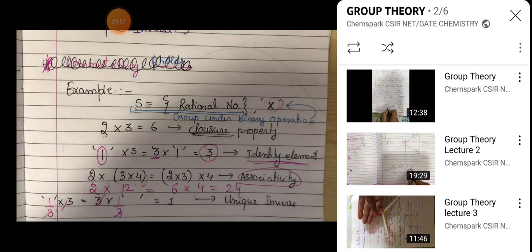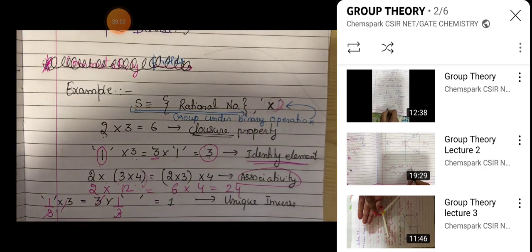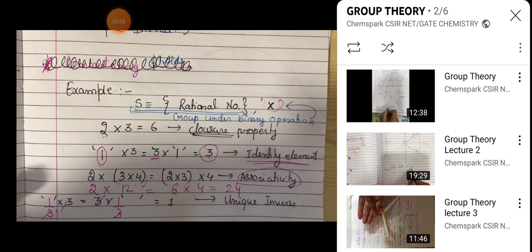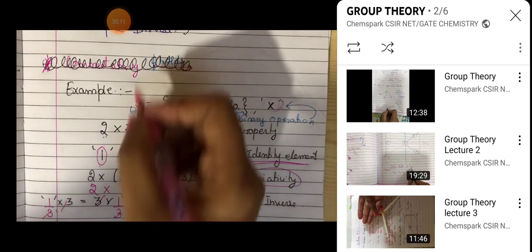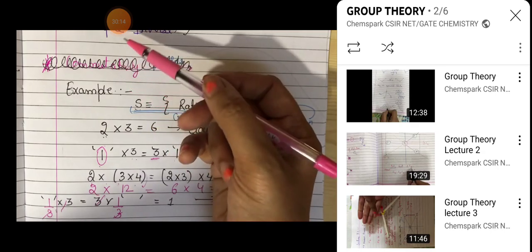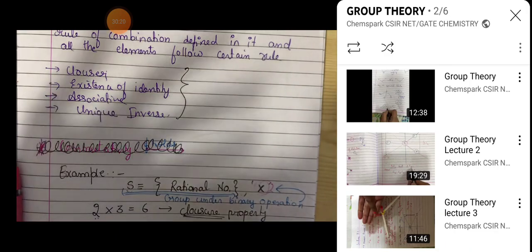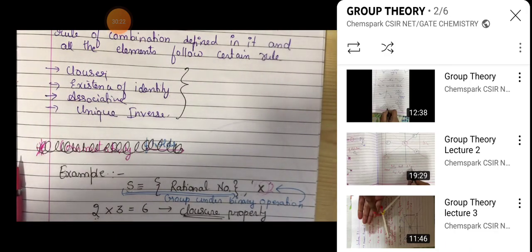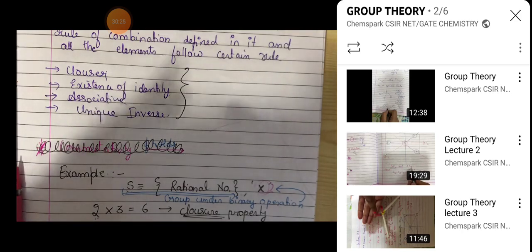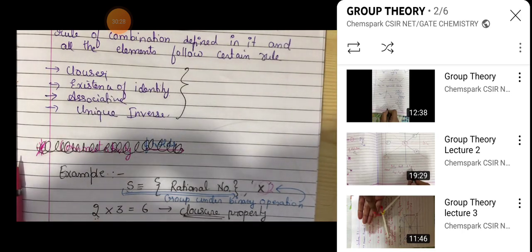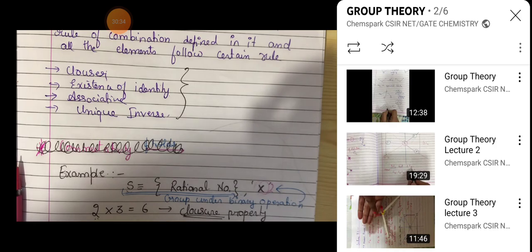So in this lecture, what we have seen is how group theory came into existence. Group theory came into existence by mathematicians, and a particular set is called a group when it follows 4 different laws, that is closure, existence of identity, associative, and unique inverse. If you understood this lecture, you would be in a better position to understand how the point group came into the picture. So in our next lecture, we will take a detailed study of group theory and point group, and we will point out the point group in particular elements in our next lecture.